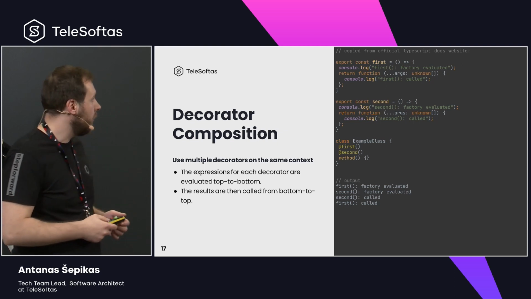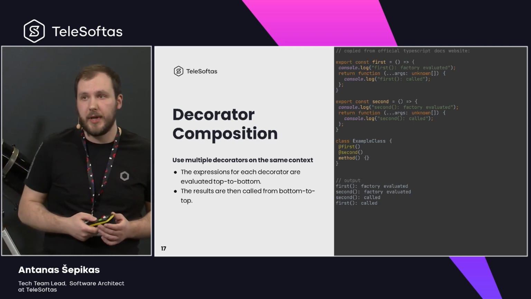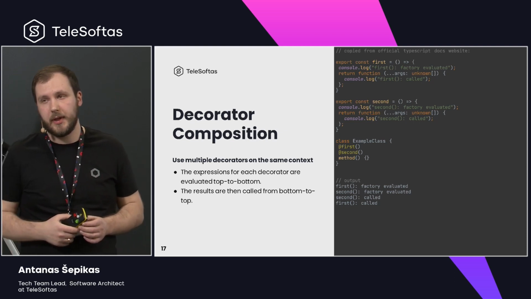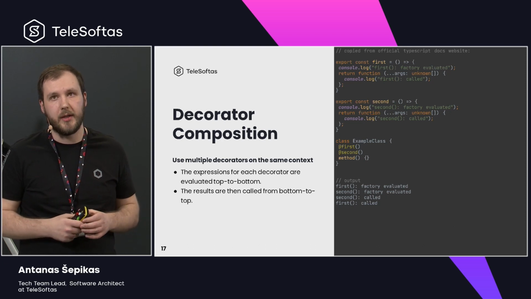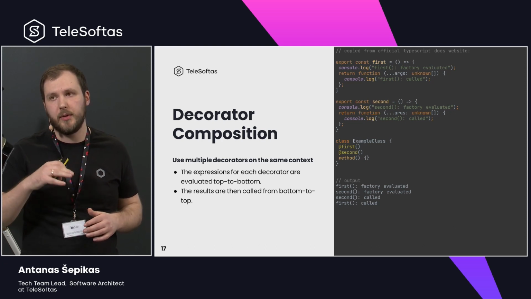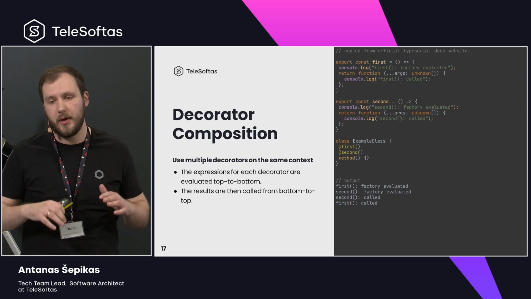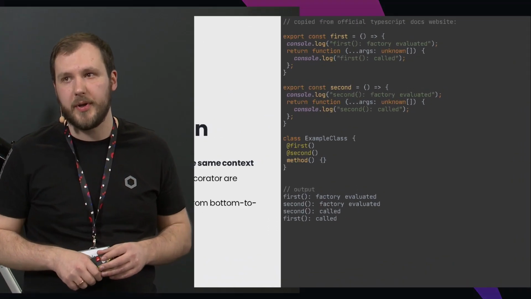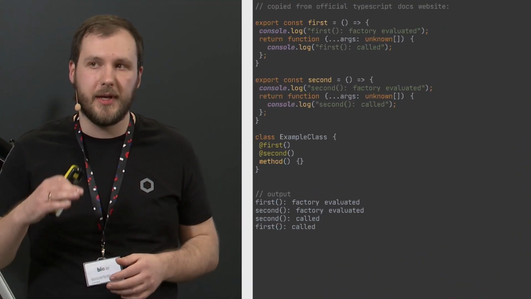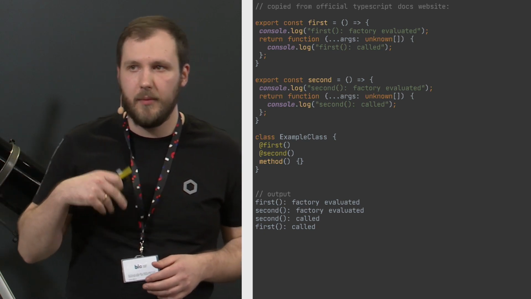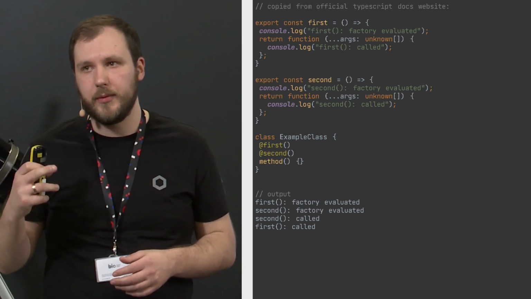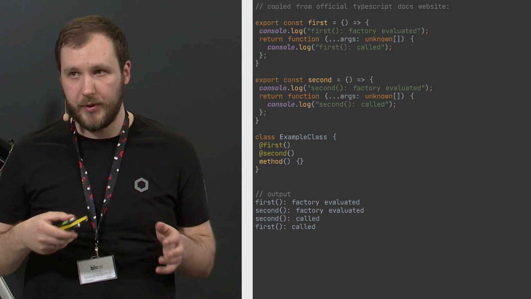Last thing about decorator types is that you can actually compose decorators. You can use multiple decorators on the same class, same property, same method, and they would be executed top to bottom, but the logic would be evaluated bottom to top. So that's similar to function composition in math.